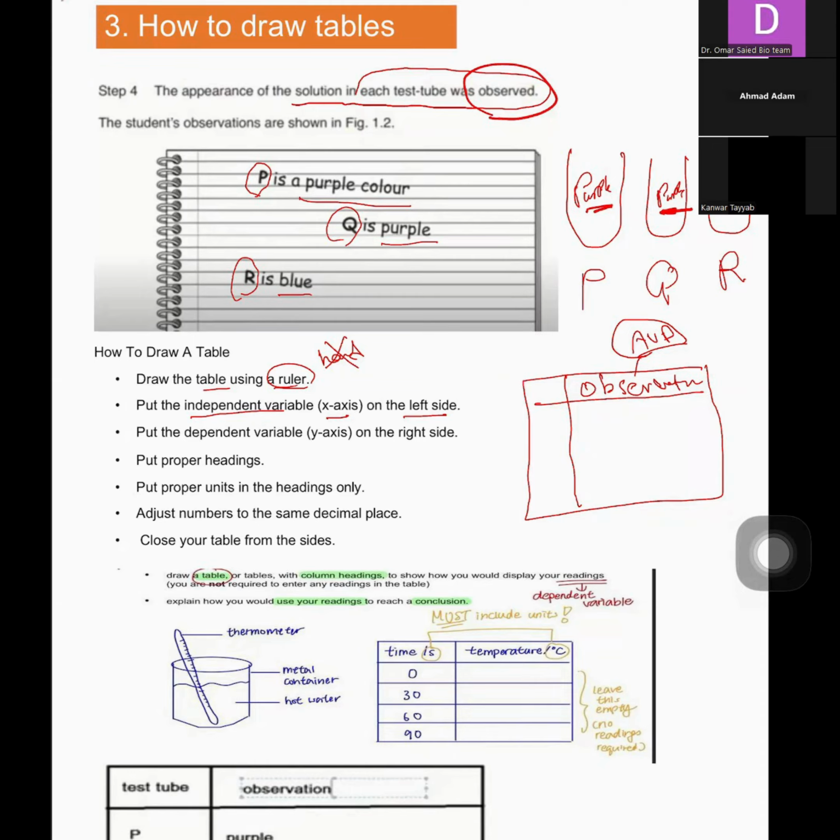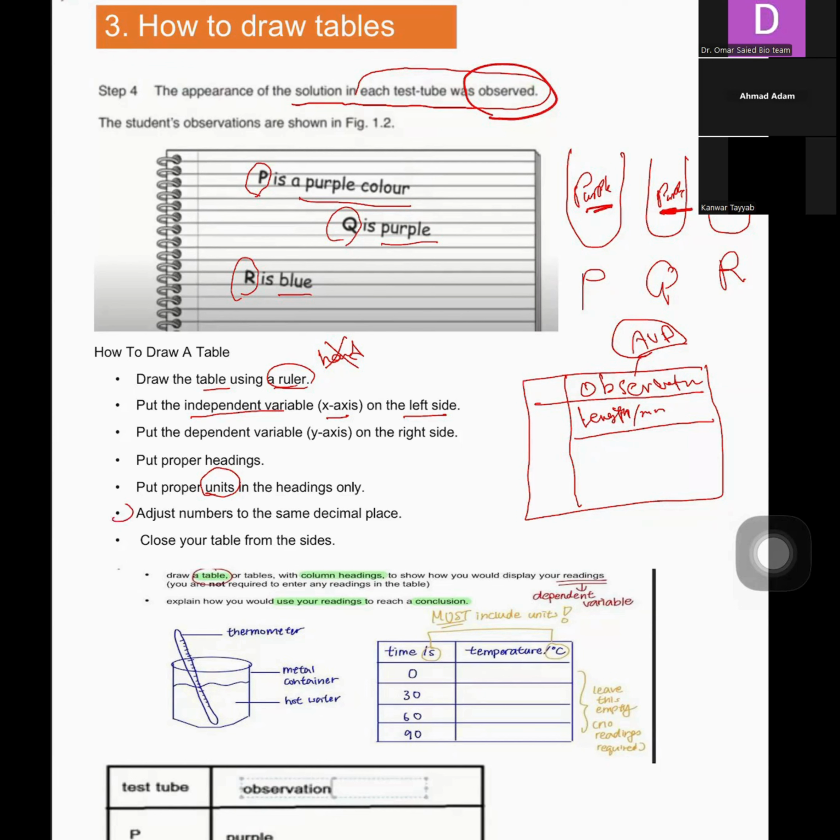Next, you mention also the unit in the heading. For example, in a heading you said it's the length for the potato, how much it was increased after osmosis. You put it in millimeter or centimeter according to the given one.